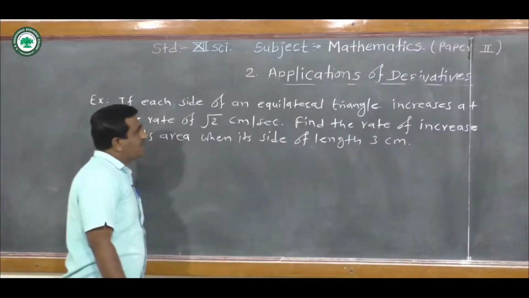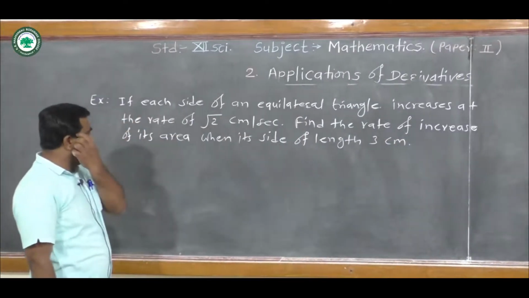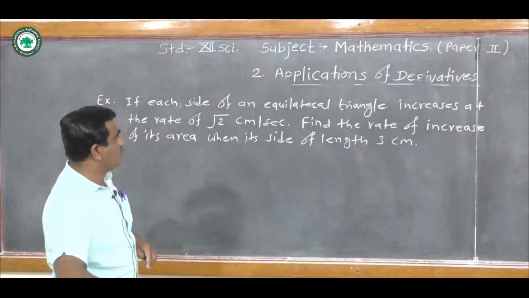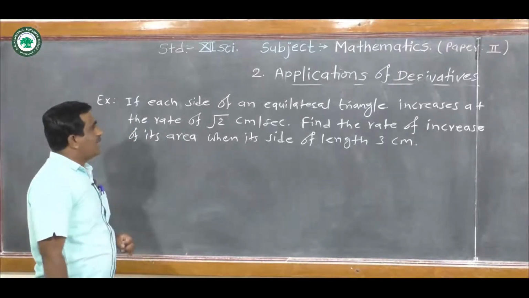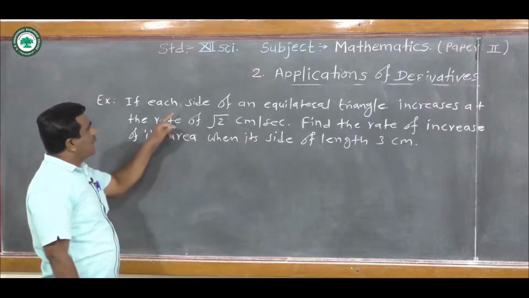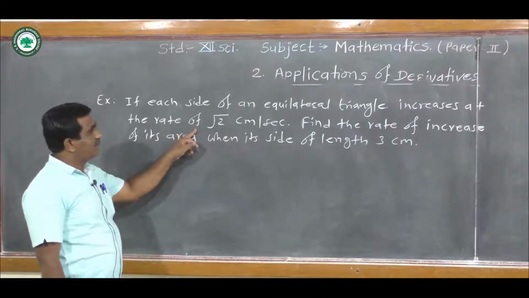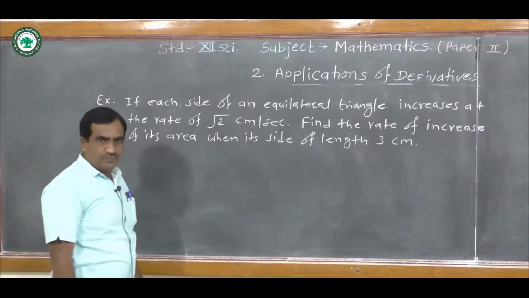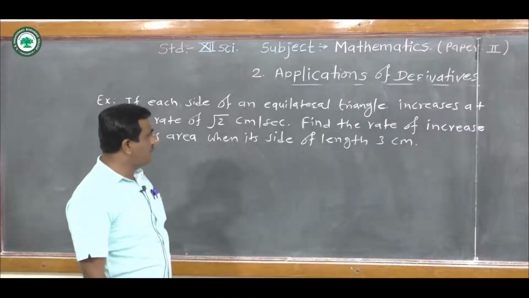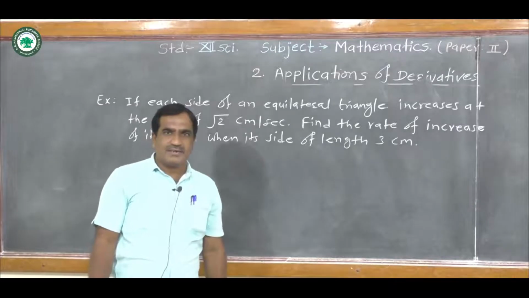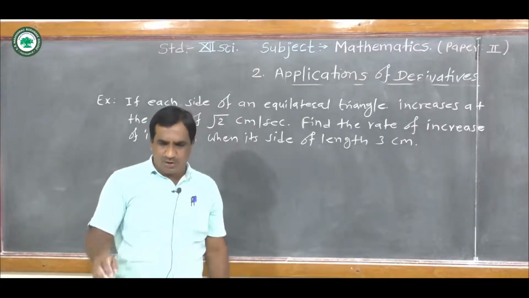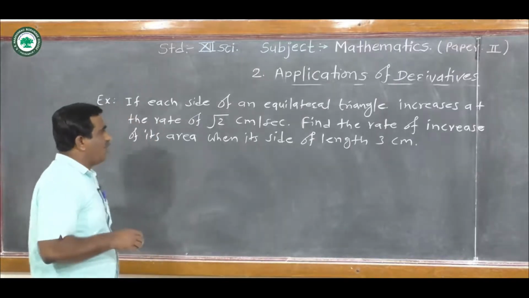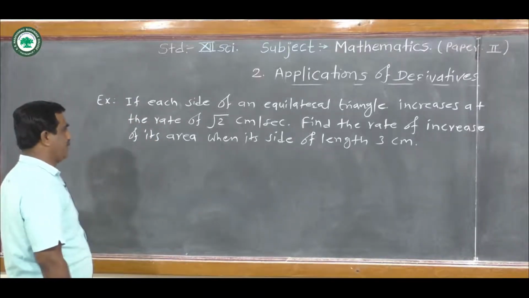Okay. Now in this example it is given that the length of a side of an equilateral triangle is equal to 3 centimeter, and also given that the rate of change of side, that is dx by dt, is equal to under root 2 centimeter per second, and we have to find the rate of change of area of the equilateral triangle.